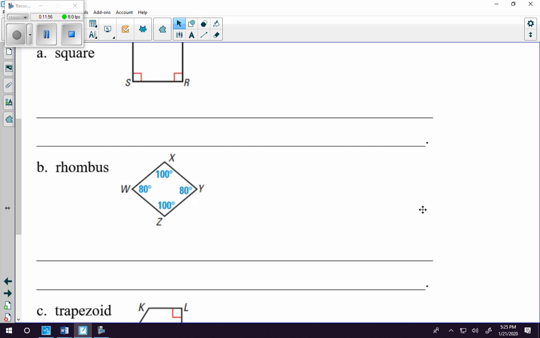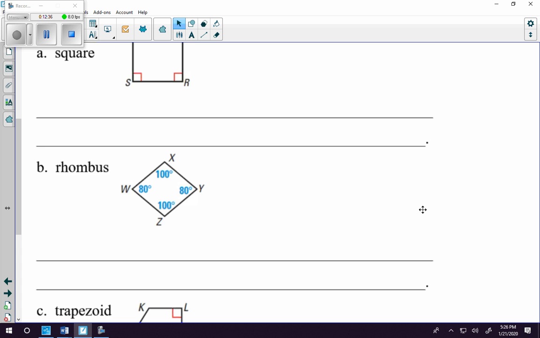They gave us that angle X and angle Z are each 100 degrees, making those opposite angles congruent. They also told us that the measure of angle W is 80 degrees and the measure of angle Y is 80 degrees, making those opposite angles congruent. We also can look around and notice that any pair of consecutive angles are definitely supplementary, working around this quadrilateral. So that's also true. So which special quadrilaterals does that hold true for in terms of these angles, where both pairs of opposite angles are congruent and any two consecutive angles are supplementary?